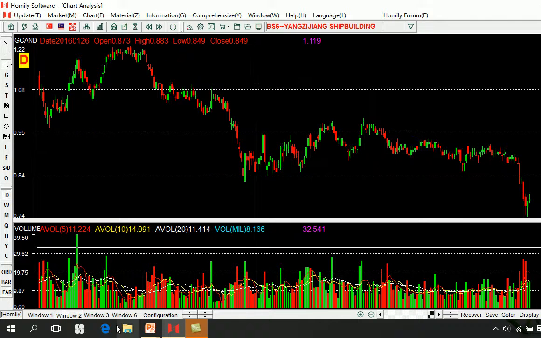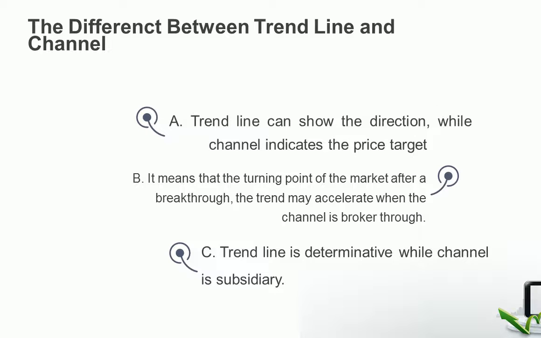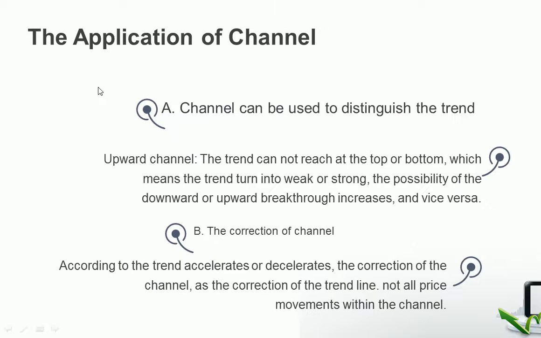Okay. So verification: it is effective once the price touches the channel. Moreover, the judgment standard is the same as the trend line. The significance of channel, support and resistance is as a trading reference. So you should remember what's the difference and the application. This is very important, okay?